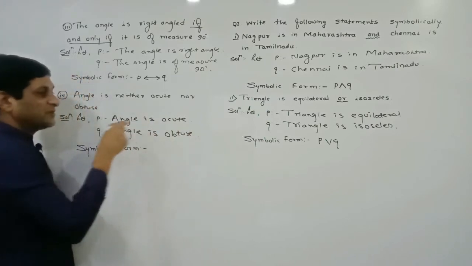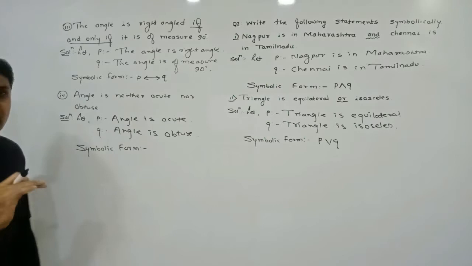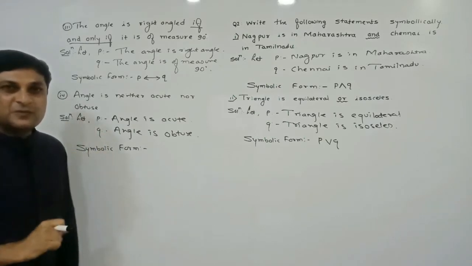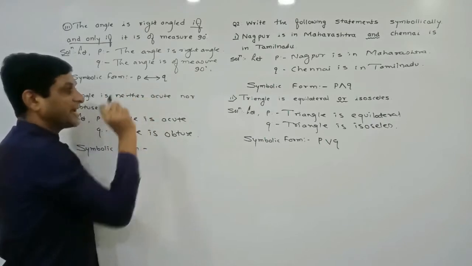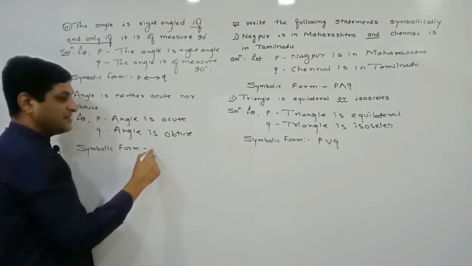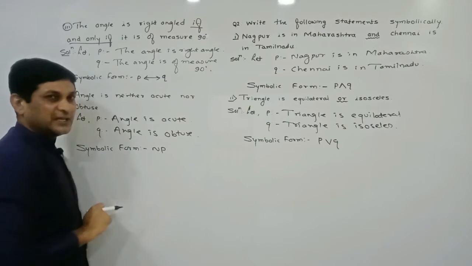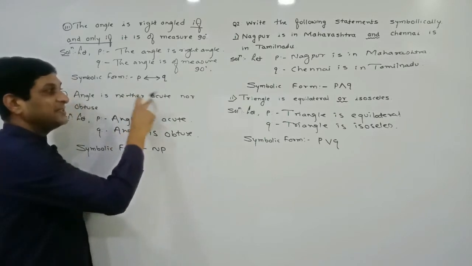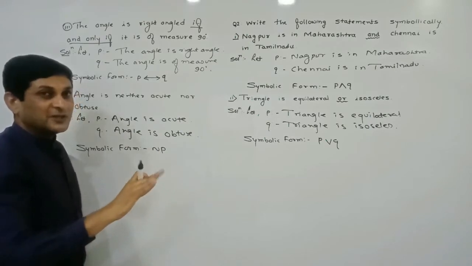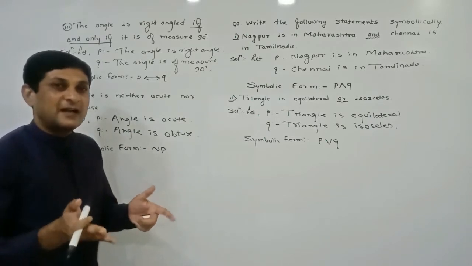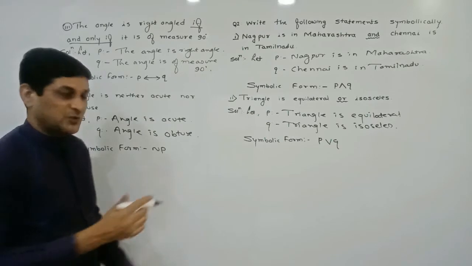When the first part is denoted by P and the second part by Q, we write the given statement in symbolic form. So what is the first part? Angle is neither acute. Acute means P. Neither acute means what? Negation P. And neither acute nor obtuse means it is not acute and not obtuse.